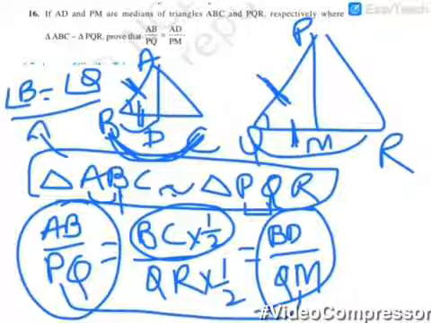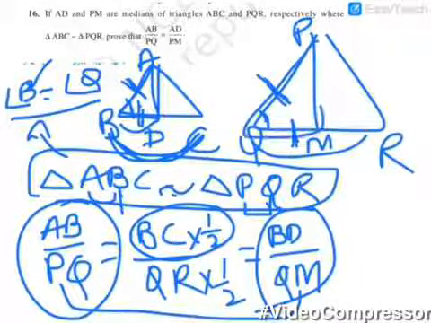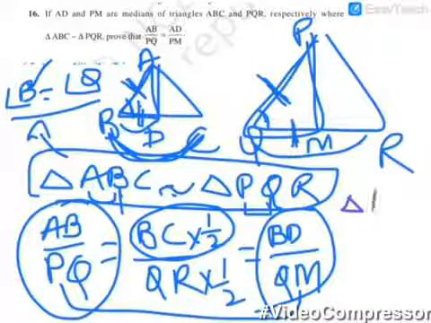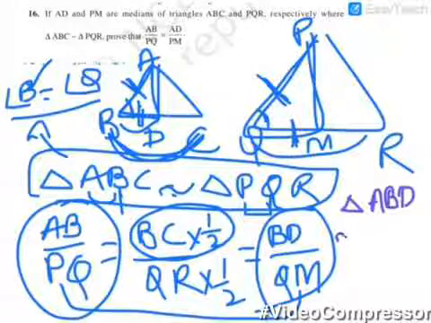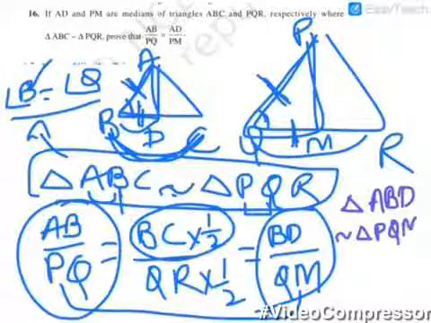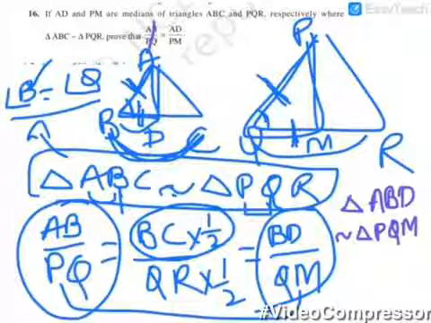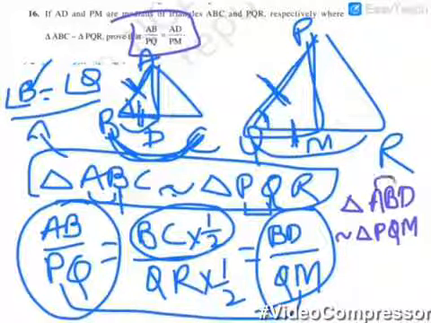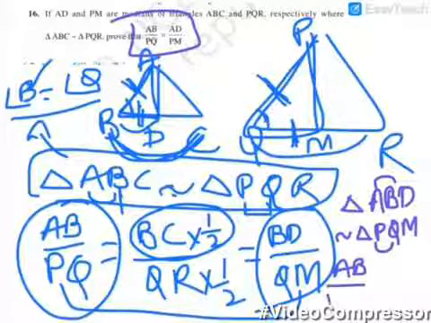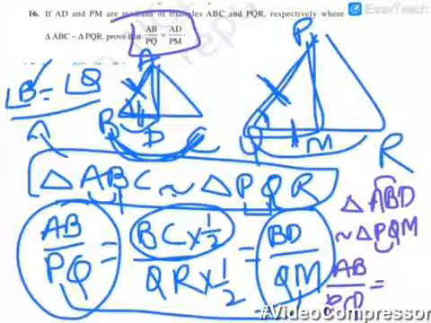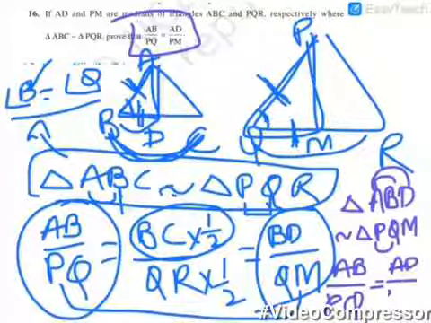We have proved this too, and in between this angle also we have shown clear. So now this triangle is similar to this triangle. So what we have proved is, we have proved that triangle ABD is similar to triangle PQM. So automatically you can write whatever is asked. Let us write this. AB by PQ is equal to AD by PM. That's the proof. That's it.